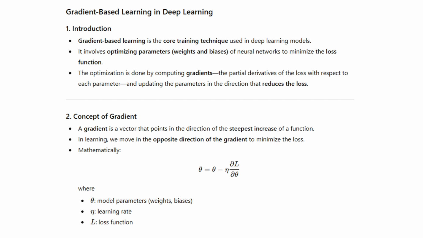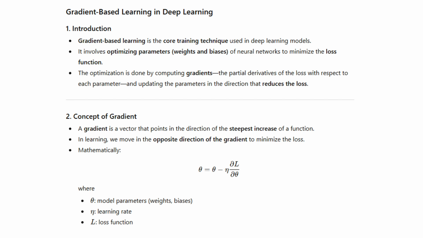Second point, it involves optimizing parameters. What are the optimizing parameters? Those are weights and bias. You never forget these optimization parameters. These are the weights and biases of neural networks, used to minimize the loss function. So the second point is how to minimize the loss function, with the help of weights and the bias.